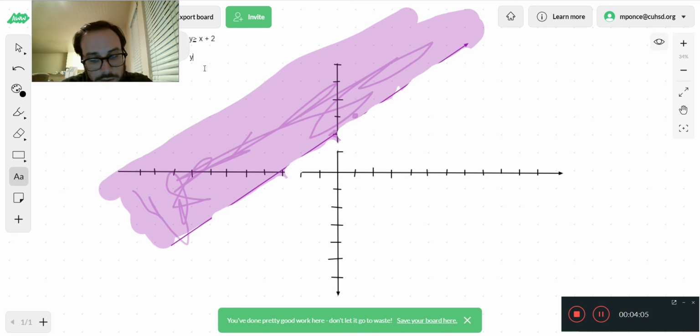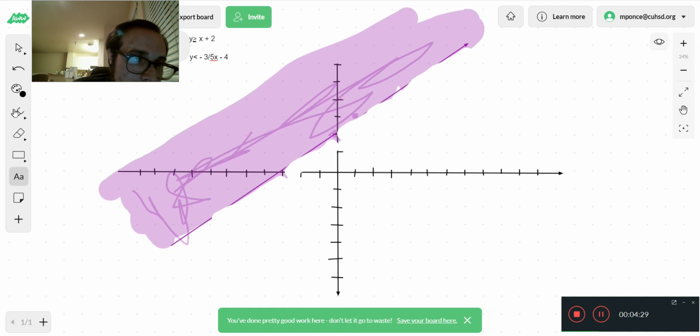Let's say that this one's y is less than negative 3 over 5x minus 4. Let's go with that. Now what you notice is it's going to be different this time around.